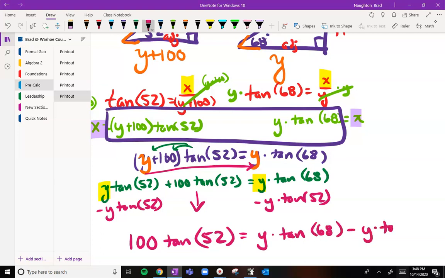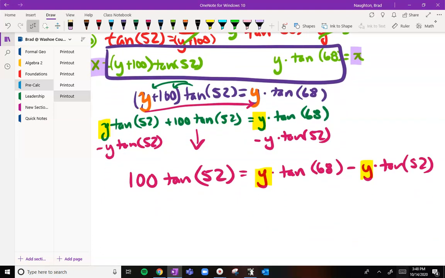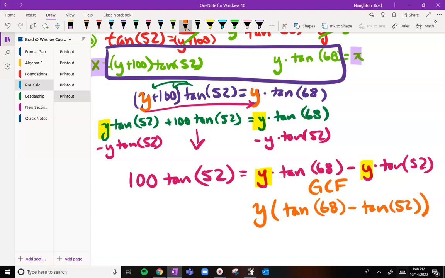Y times tangent 52. Alrighty, now we have both of the y's on the same side. Now, both of those terms have something in common. They have a y, so I can greatest common factor out that y. So I'll get y times the tangent of 68 minus the tangent of 52, and that's equal to 100 tan 52.